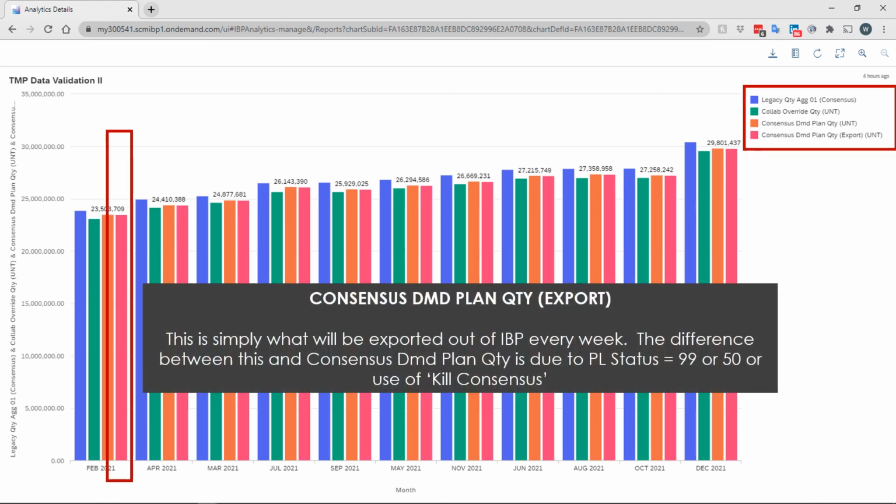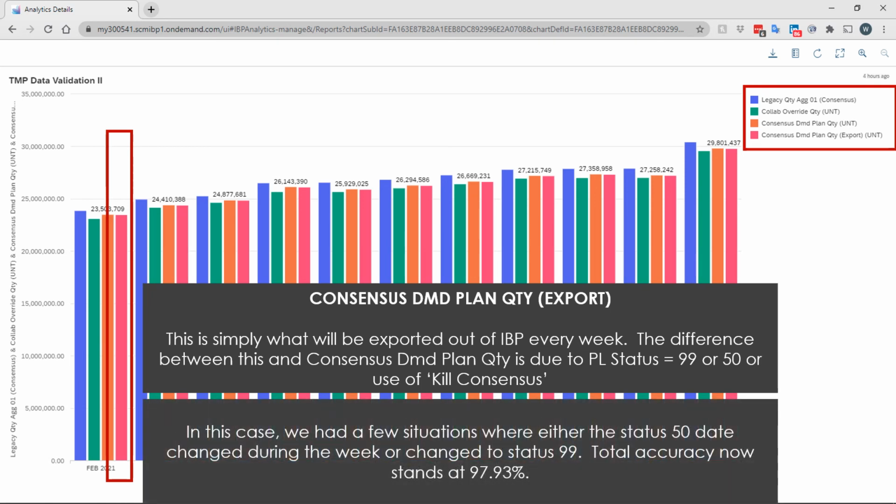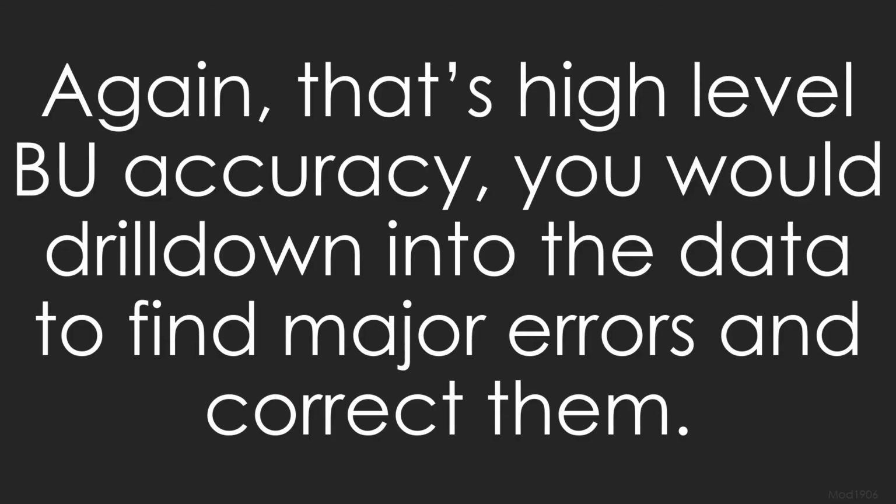Consensus demand plan quantity export. This is simply what we will be exporting out of IBP every week. The difference between this and consensus demand plan is due to the product location status being 99 or being 50 with a date in the future, or the use of kill consensus. In this case, we had a few situations where either the status 50 date changed during the week or changed to status 99. Total net accuracy now stands at 97.93%. Again, that's high level business unit accuracy. You would drill down into the data to find major errors and correct them.